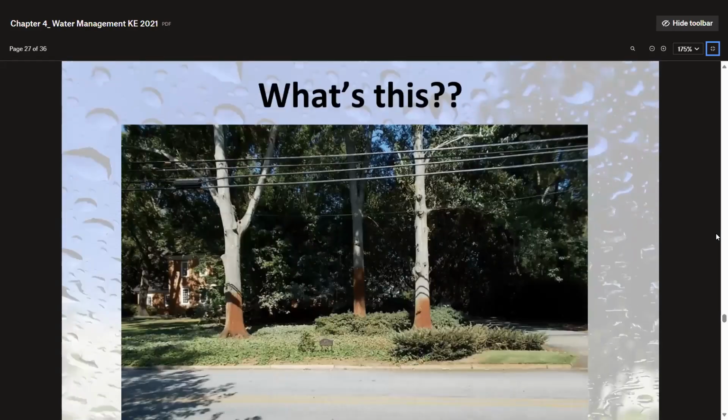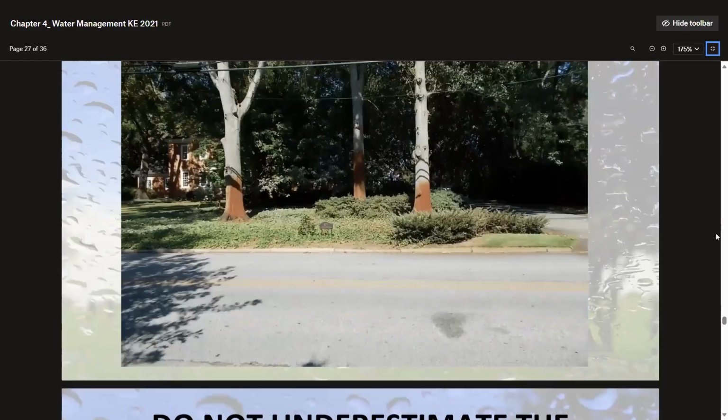So class, what is this? And if you said sprinkler damage, you were correct. So the oak trees respond a little differently. And in this water area, they've got a higher iron content in the water, which makes where the sprinklers hit the trees look rusty, right? Red. But that's sprinkler damage on these oaks. So if you answered that way, good for you.